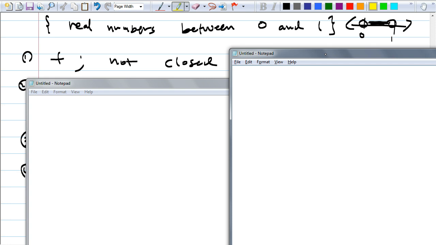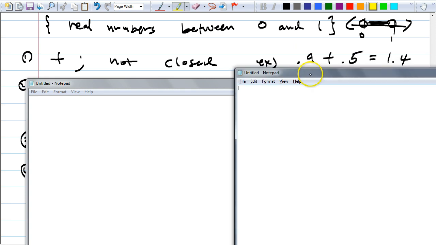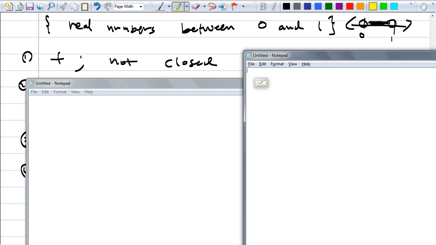How about Carly? What do you think? 0.6 plus 0.6. That's 1.6. Is 1.6 in the set? No, it's outside the 1. It's bigger than 1. Right? Yeah. You see, that's why the set is not closed. Can somebody give me another example? Not only 0.6 plus 0.6, what else could you?